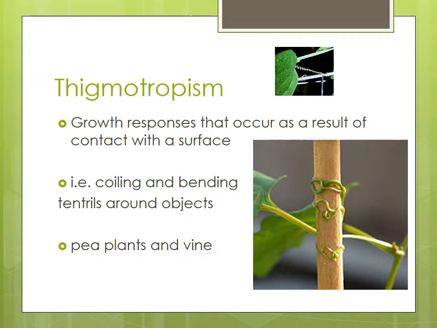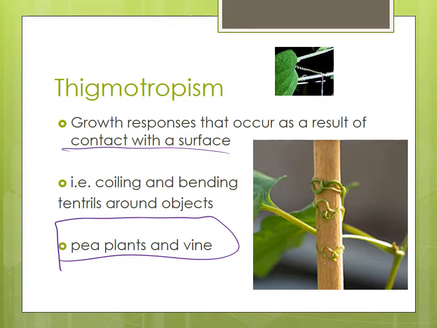Thigmotropism, this is a response to contact or touch with a surface. So things like pea plants, grapevines, all of those things, anytime they come in contact with an object, they release their little tendrils and they hook on and grab around the object. So these little fine green strands that you can see around the metal barb, that is the tendrils that it's released. Well, not released, grown.